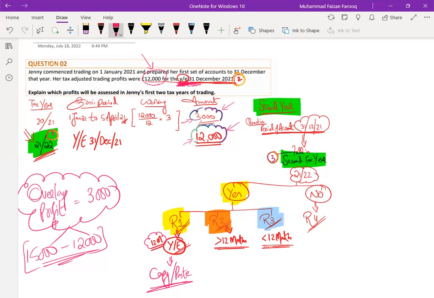And why does overlapping arise? Because your year end is not the same as the tax year. If you choose your year end the same as the tax year, overlapping will never happen. But if you choose your year end different from the tax year, you have to pay additional tax on the additional amount, which is calculated in this question as 3,000, known as overlap profit. That's it for this particular question. Any confusion, please ask me. Otherwise, you can copy it or note it down.